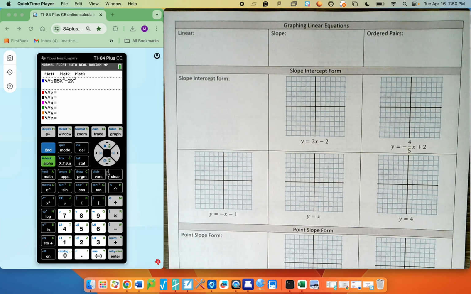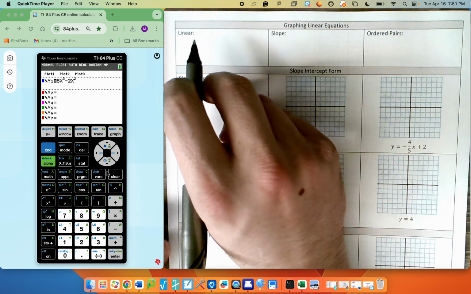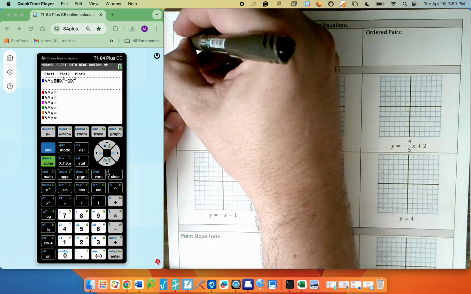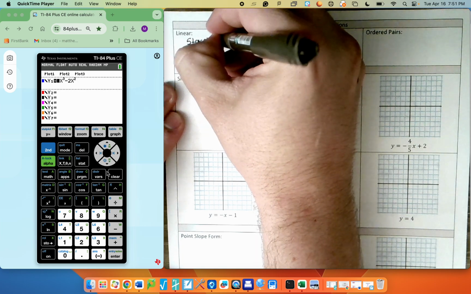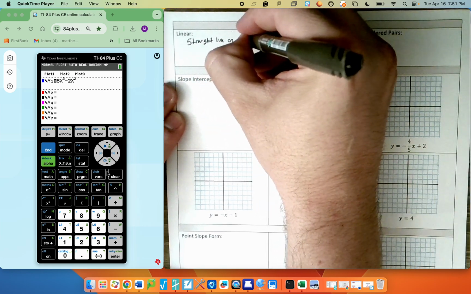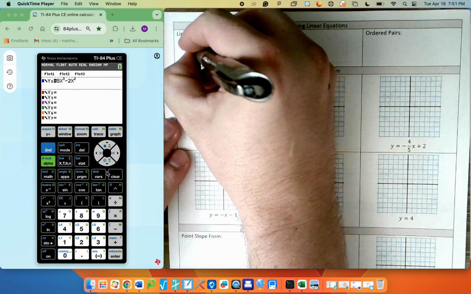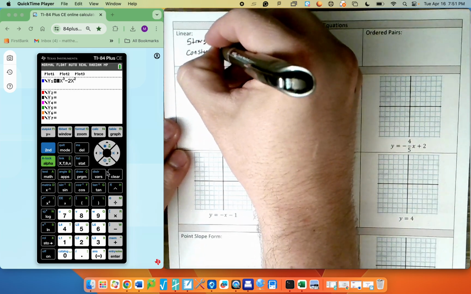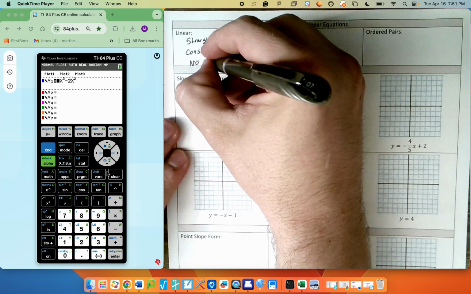All right, guys, we are reviewing how to graph a linear equation, linear function. So let's first recap what it means to be linear. Remember, every linear function is a straight line on a graph. They've got nice constant slope, and they have no weird stuff.